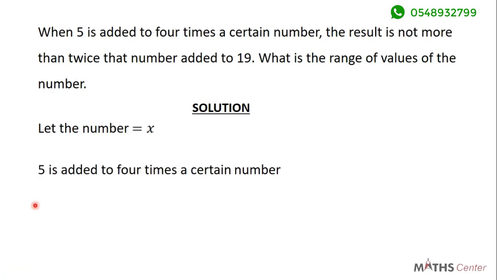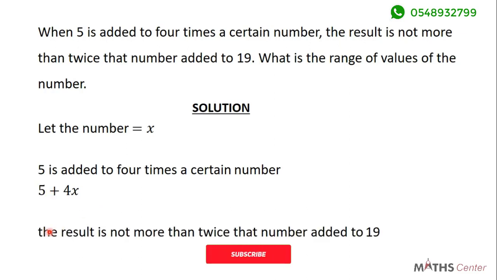The first part of the question says that 5 is added to 4 times a certain number. In this case, the number is now x. So 5 is added to 4 times the number. This means that you are going to have 5 plus 4 times the number, which is x. 4 times x is 4x. So that's the first part of the question: 5 plus 4x. Let's move on to the second part.